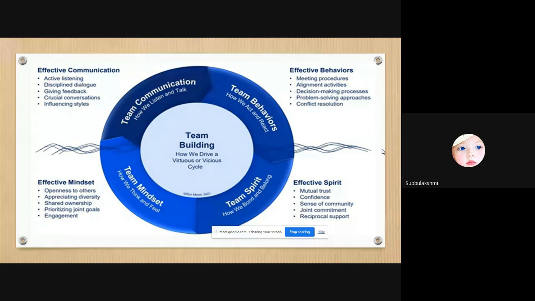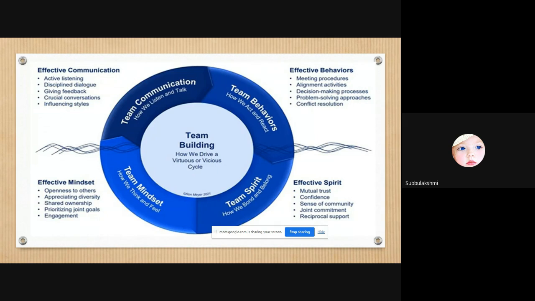So these four are the basic strategies that we are going to focus on whenever a team is being built. First, communication: team communication is ultimately effective communication. We have certain points here which you find on the screen: active listening, disciplined dialogue, giving feedback, crucial conversations, influencing styles.